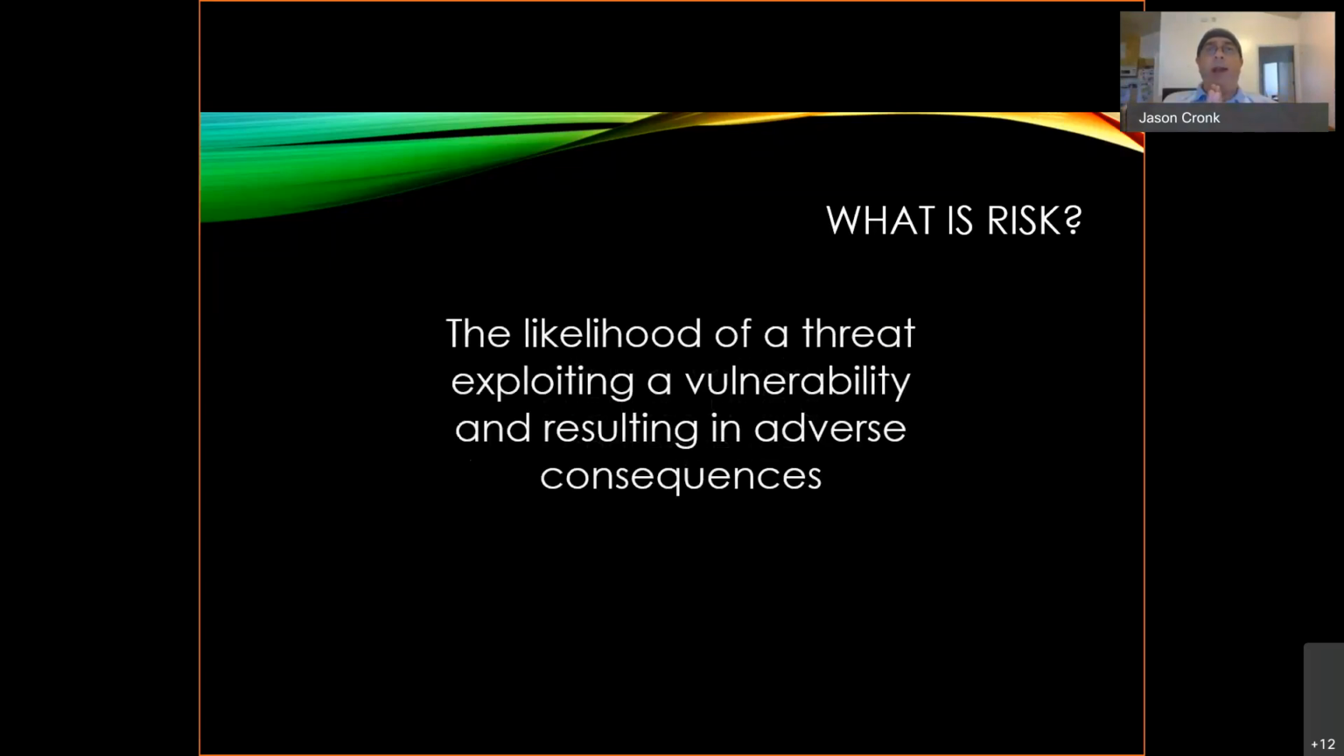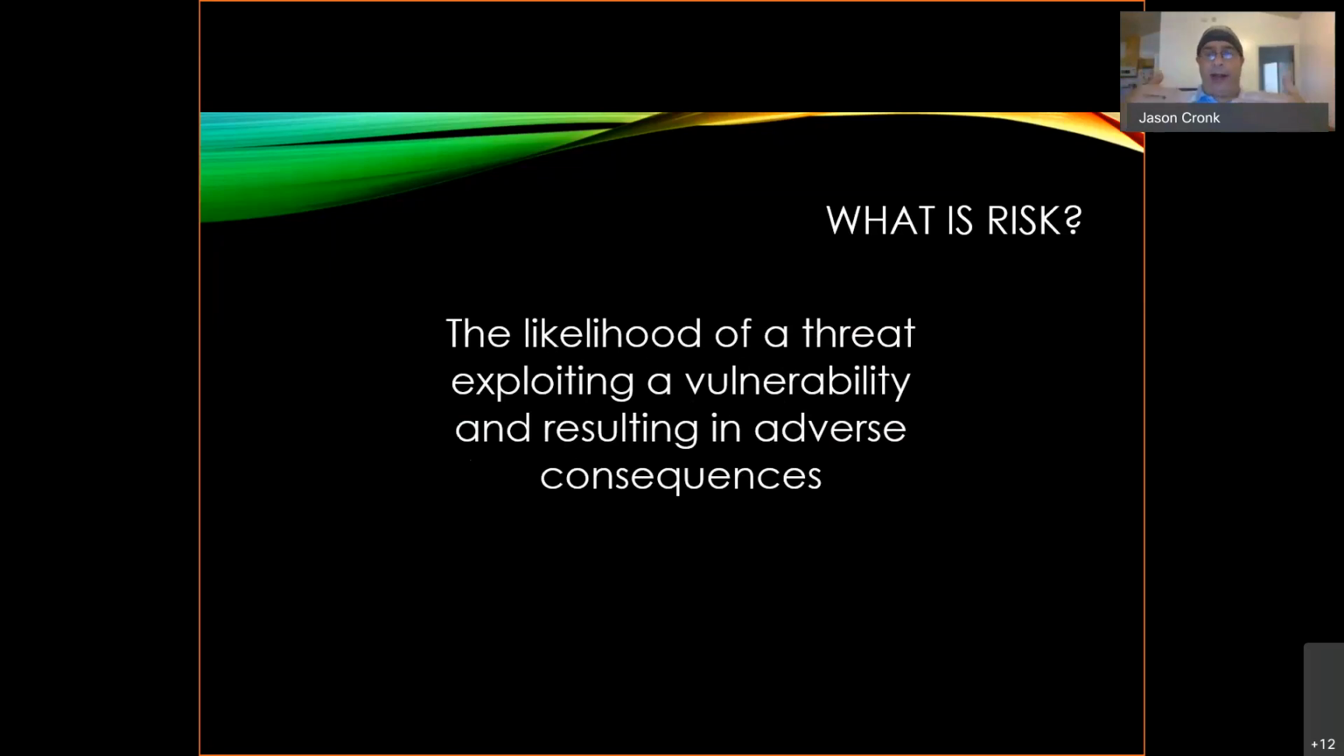So this is one definition that has been used for information security for a while. I don't know if it's an official definition of NIST or not, but I've heard it repeated ad nauseam, and that is the likelihood of a threat exploiting a vulnerability and resulting in adverse consequences. Okay, easy to understand from potentially a security perspective.